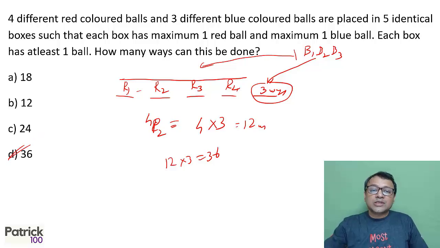D option. Since all these red balls are different, the blue ball that is left, you can put in 4 ways. And the second blue ball you can put in the remaining 3 boxes, 3 ways. So 4 3s are 12 ways, which is 36 ways.